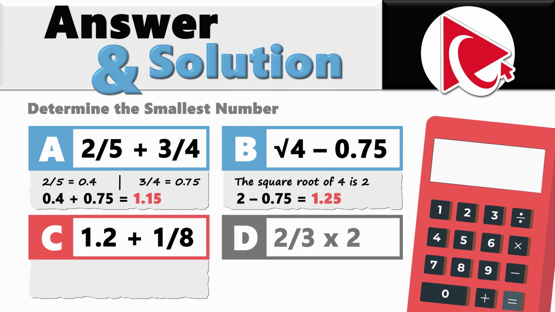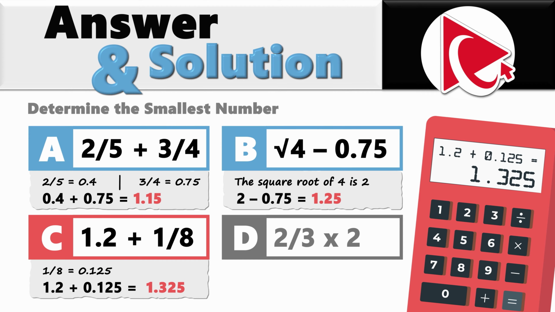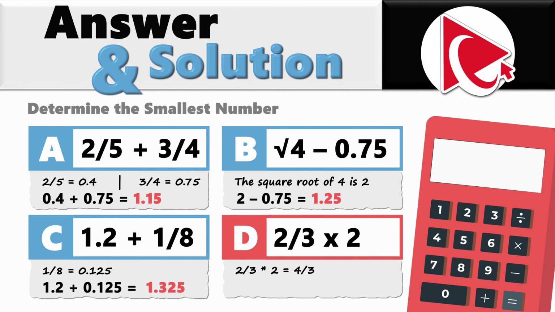Let's go to choice C. 1.2 plus 1/8. 1/8 equals 0.125. 1.2 plus 0.125 equals 1.325. And in choice D, we have 2/3 multiplied by 2. 2/3 multiplied by 2 equals 4/3, and 4/3 equals 1.33, since the number of digits after the decimal point goes into infinity.